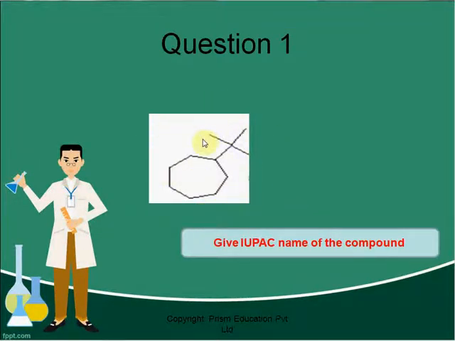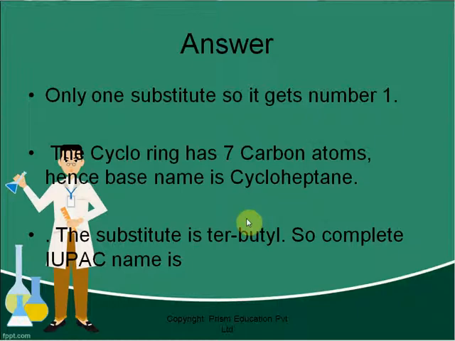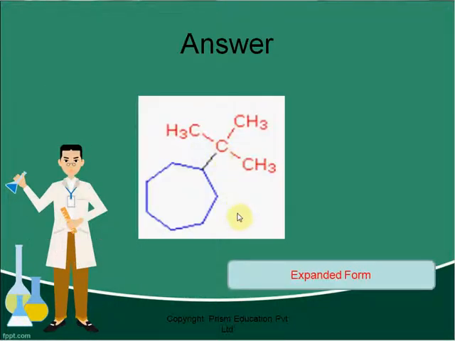Give IUPAC name of this compound. Let us first expand this compound. So the vertices show different alkyl groups. This is how it looks, carbon, and 3 methyl groups attached to it. So only one substituent here. This gets the number 1.